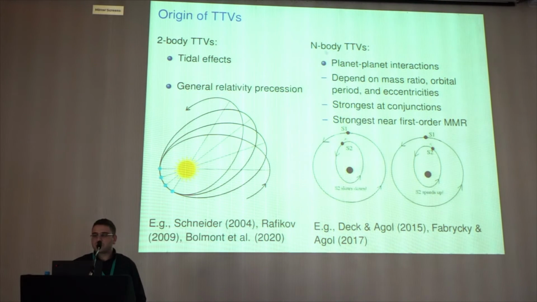What we will refer to today is basically the n-body TTVs. These are due to planet-planet interactions, and they depend on many things like the mass ratio of the planets, also the orbital periods and eccentricities, of course. And they are strongest near the mean motion resonance, in particular at their conjunctions.